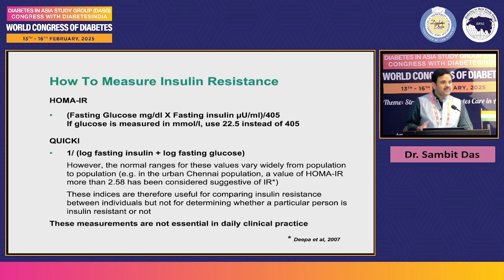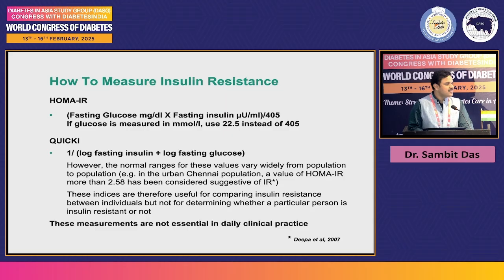So HOMA-IR, many times we discuss HOMA-IR. How do we calculate HOMA-IR? It is basically fasting glucose in milligram per deciliter into fasting insulin in microunits per ml divided by 405. So that's the simplest method by which we calculate the HOMA-IR. QUICKI is actually the logarithmic ratio, like 1 by log of fasting insulin plus log of fasting glucose.